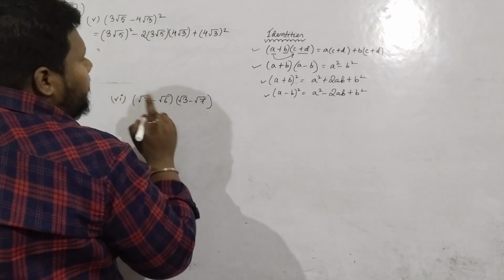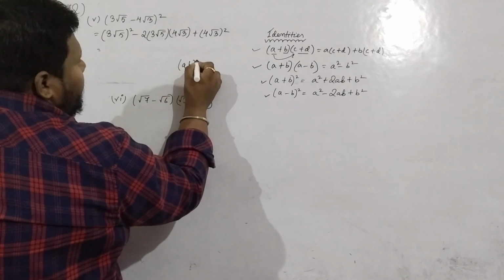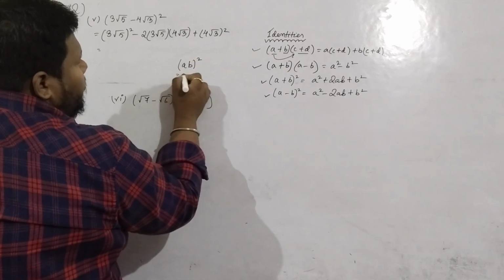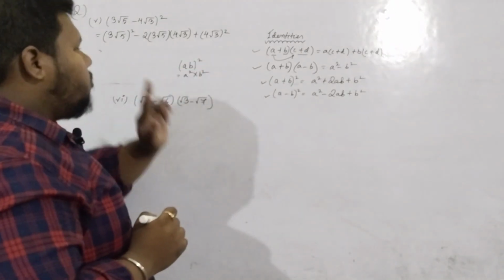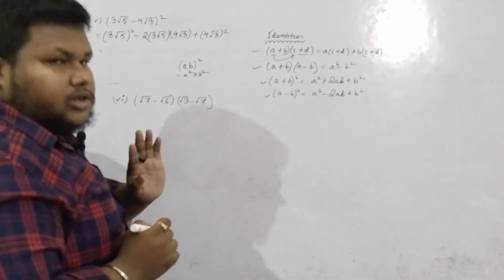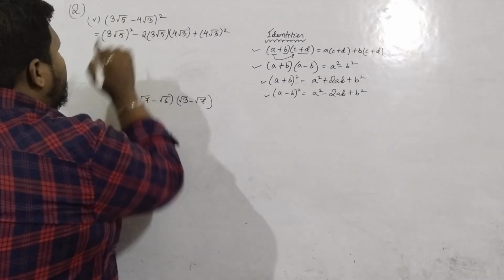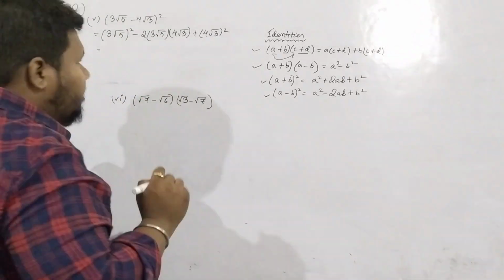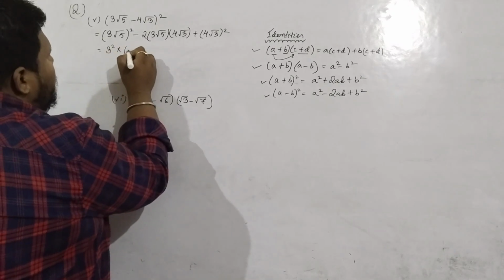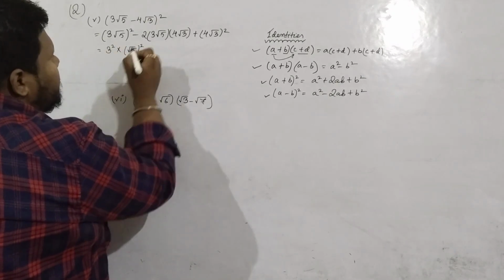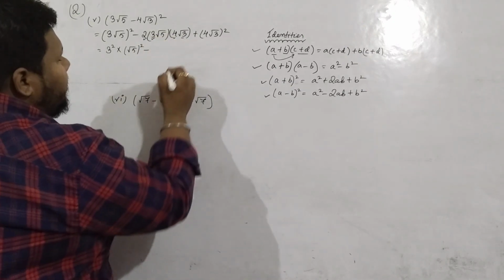Now you remember one algebraic exponential law: if I give ab whole square, then what will I do? A square into b square, right? Since there is a whole square, that means the square will be applied to both of these terms. Same thing will apply here. This is 3 root over 5 square. That means 3 and root over 5 are multiplied. So 3 square will give us 3 square and root over 5 square, minus 2 into 3 root over 5 into 4 root over 3.